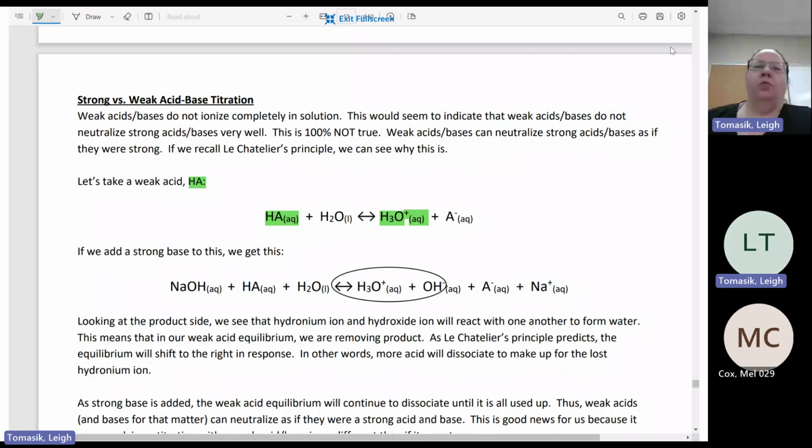Okay, so where we left off before our little break, we were talking about what happens in a titration when we have a strong acid and a strong base. So now we're going to talk about what happens when one of them is strong and one of them is weak. Weak acids and bases, just as a reminder, do not ionize completely in the solution. So we have an acid here, and you can see the equilibrium arrow. Whenever something does not happen completely, this is an equilibrium problem.